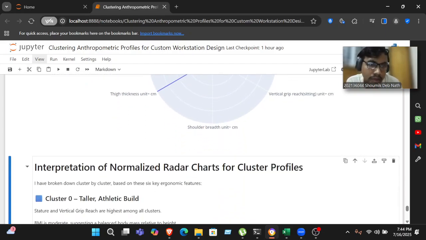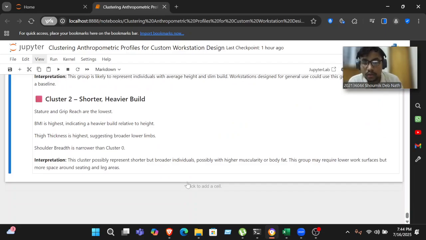So it's relatable. Overall, this cluster possibly represents shorter but broader individuals, possibly with higher muscularity and body fat. This group may require a lower work surface but more space around seating and leg areas.